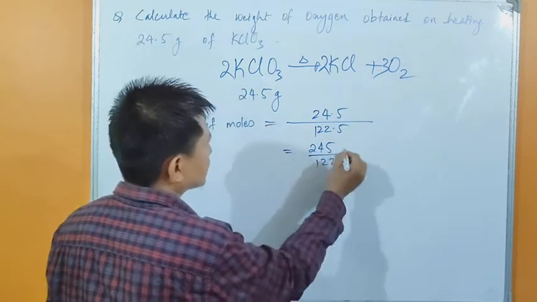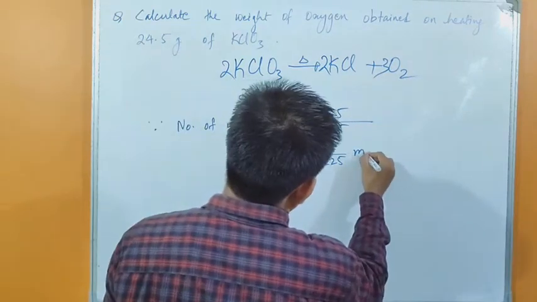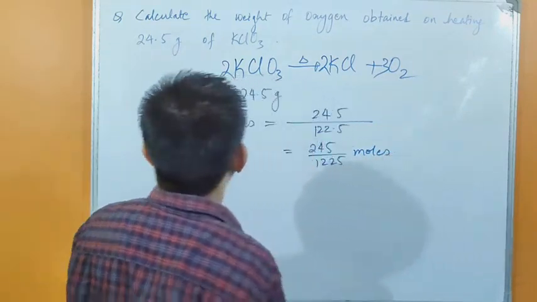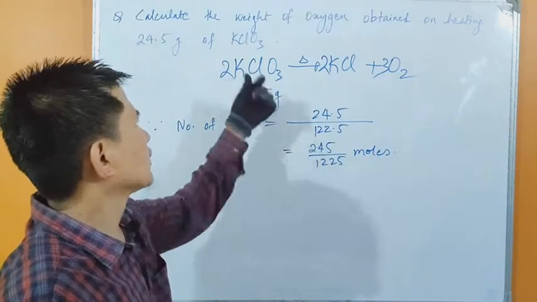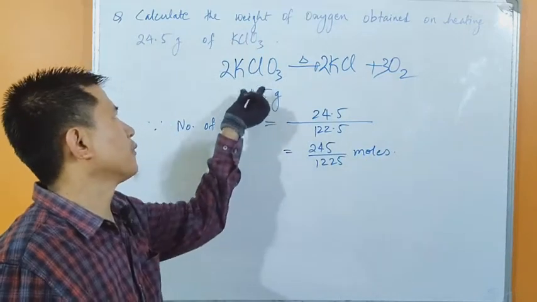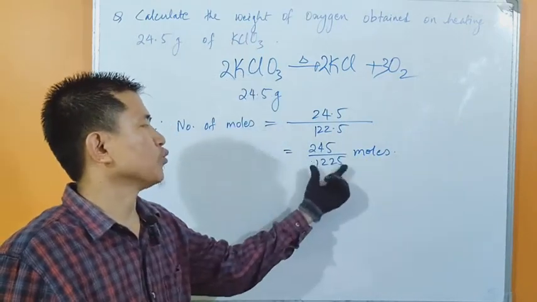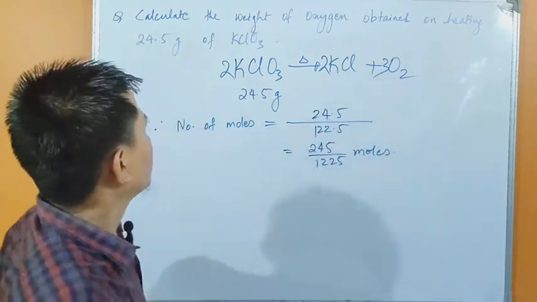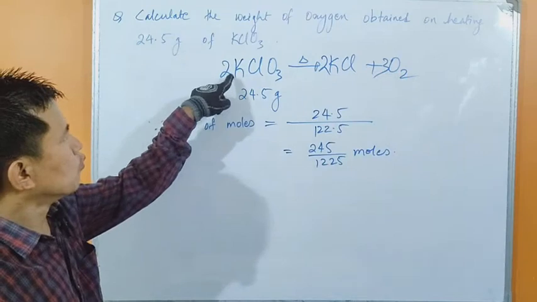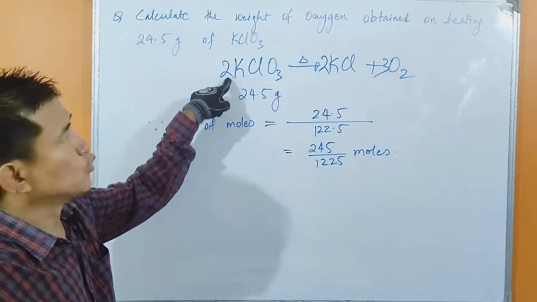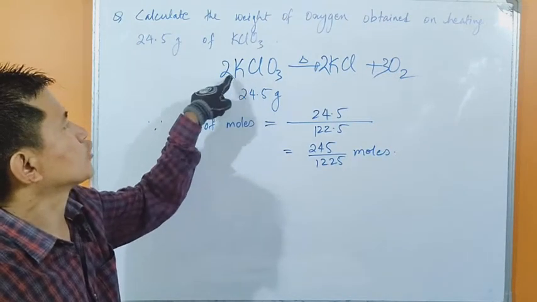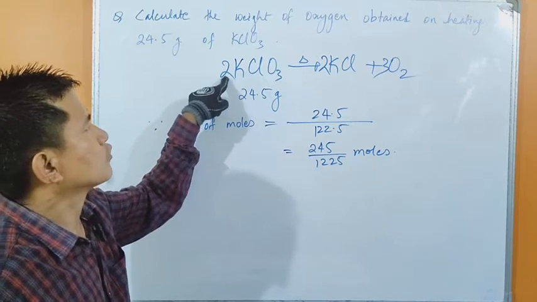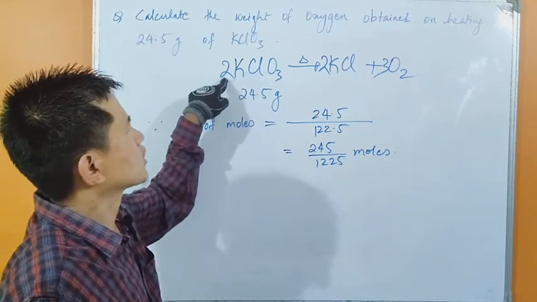Okay, you can cancel this here or leave it as it is and cancel later on. So we have found the number of moles of potassium chlorate. 24.5 gram potassium chlorate means this much moles. Now let us find the number of moles of oxygen. In 2 KClO3, 2 is written in front of KClO3, so let us consider this 2 as the number of moles.